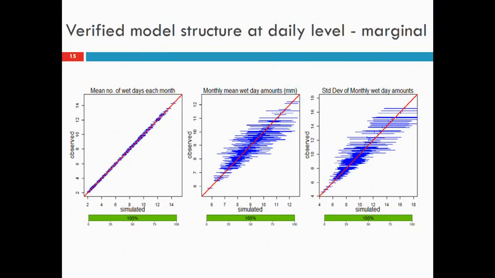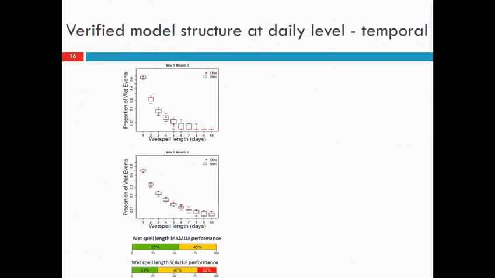So initially we verified the model structure at the daily level. We had good agreement between the simulated number of wet days each month and the observed. Each blue line is the 90% limits for each month and each site. Similarly good performance for the amount of rain that fell on the wet days and for the variability of each of those wet day amounts. Looking at it in terms of the temporal performance and the persistence of the rainfall, we did well in terms of simulating the distribution of wet spell lengths.